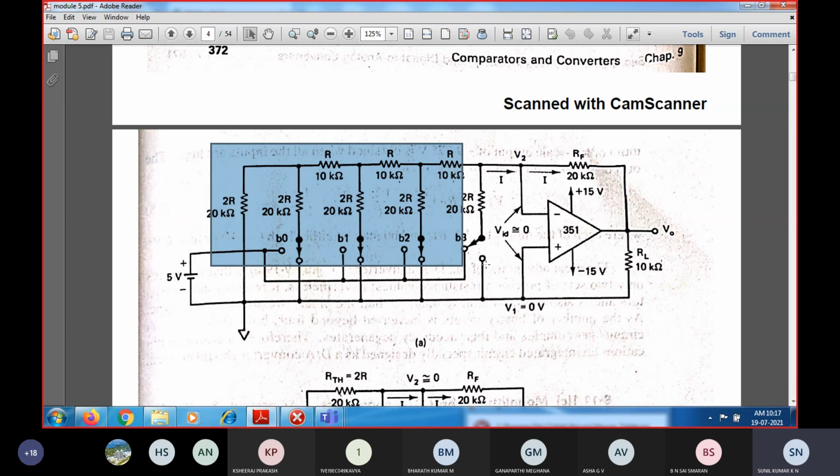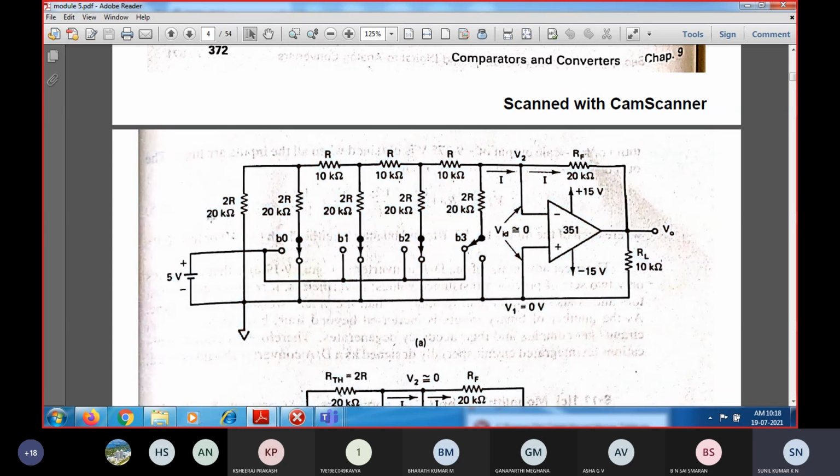So when the B3 bit position is connected to logic high, what is the node voltage across here? That is nothing but the V2 node voltage. Here also the node voltage will be the same. So I need to find out the voltage at this corresponding node. In order to find it, I need to find the equivalent resistance up to here, that is, the Thevenin equivalent resistance.